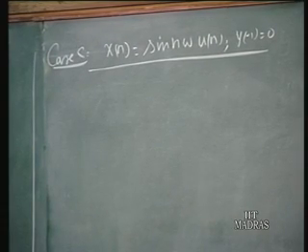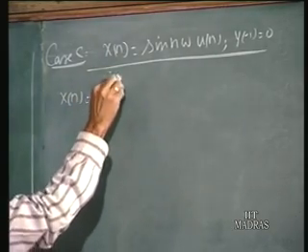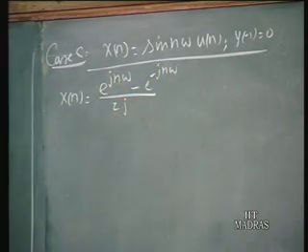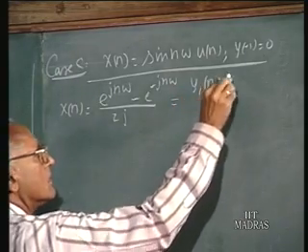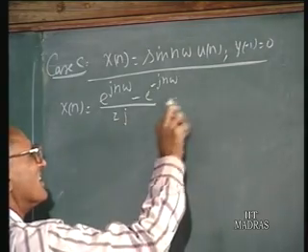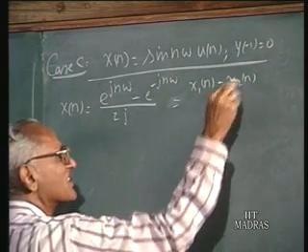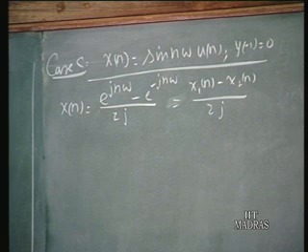So in order to find out the solution for that, let me take x[n] to be (e^{jnω} − e^{−jnω}) / 2j. So I will consider this as (x1[n] − x2[n]) / 2j. So you can find out the solution for x1[n], find out the solution for x2[n], then I can find out the solution for x[n].